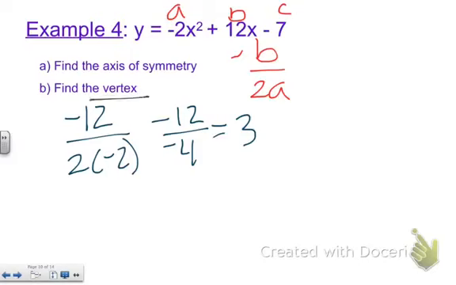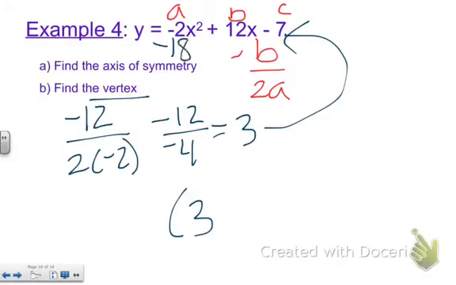And then to find the vertex, I now only know the x-coordinate, so I can find the y-coordinate by plugging this back in. 3 squared is 9 times negative 2 is negative 18. 3 times 12 is 36, so negative 18 plus 36 is positive 18. Minus 7 would be positive 11. So that's how we could find the axis of symmetry and the vertex algebraically.